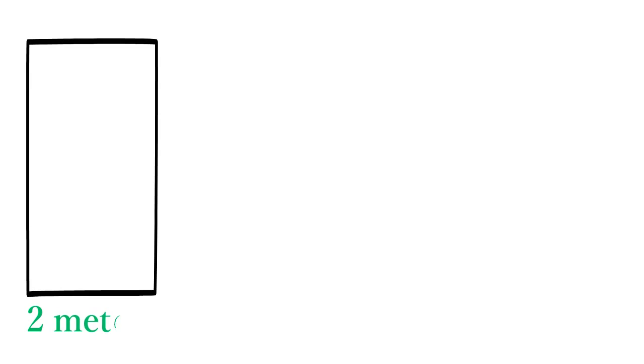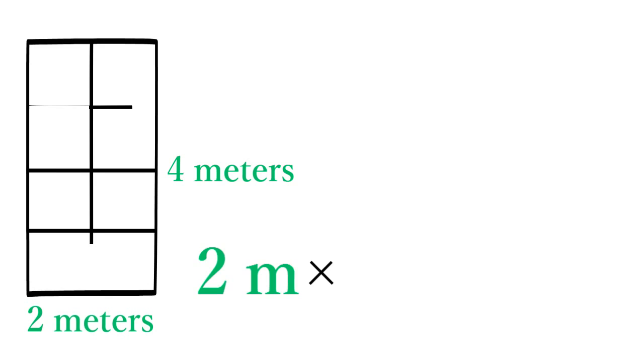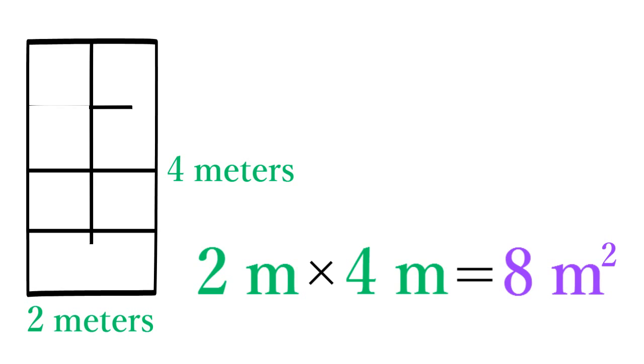As another example, this rectangle has a base of 2 meters and a height of 4 meters. You can divide it into 8 1-meter squares. So this rectangle has an area of 8 square meters.